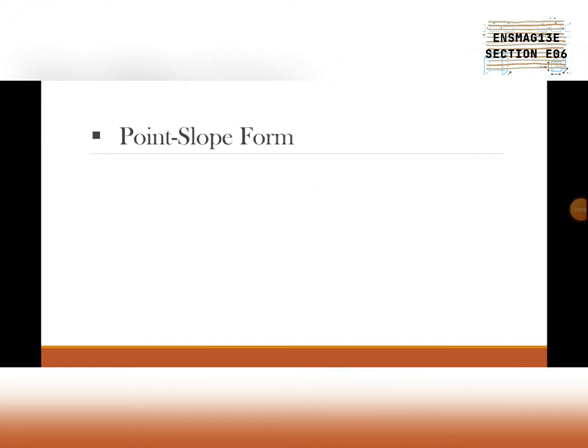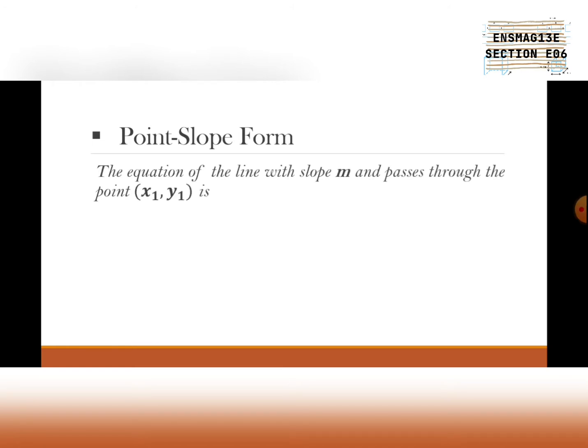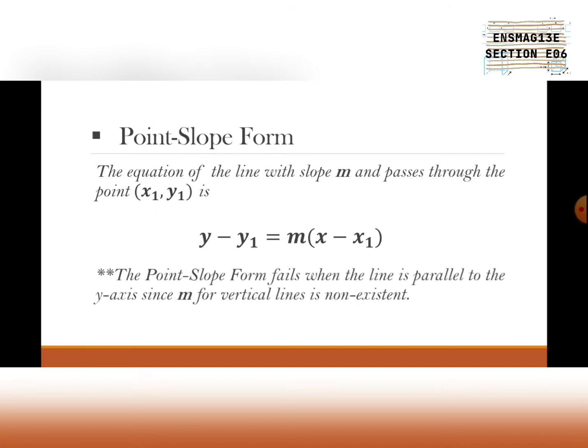The point-slope form. The equation of the line with slope m that passes through the point x sub 1, y sub 1 is given by the equation y minus y sub 1 is equal to m times x minus x sub 1. The point-slope form fails when the line is parallel to the y-axis, since the value of m, or the slope, for vertical lines is nonexistent.